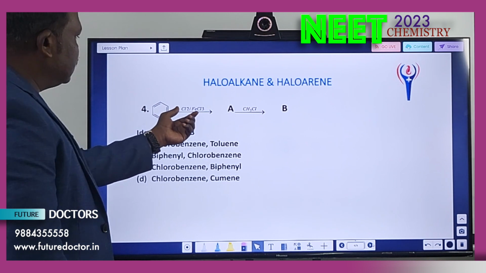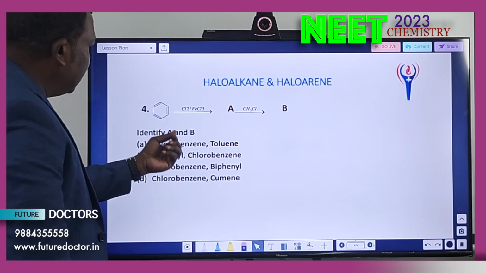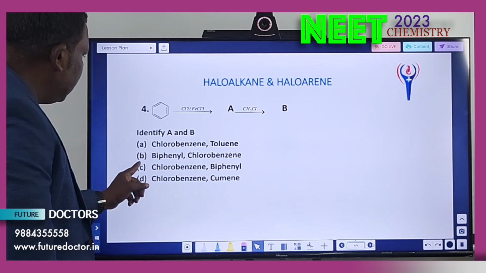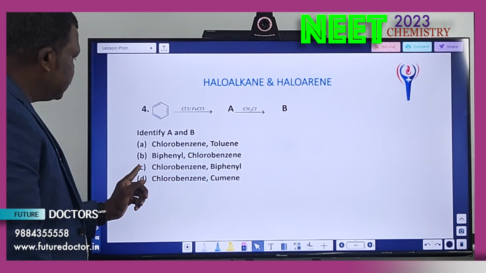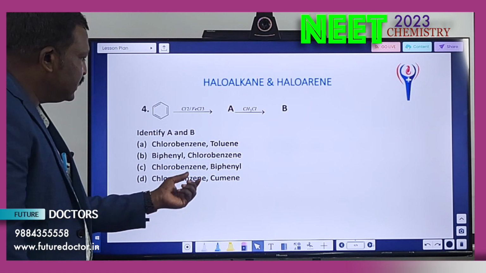Benzene reacts with this one to get A, and reacts with methyl chloride to get B. So identify A and B. Option A, chlorobenzene, toluene. Option B, biphenyl, chlorobenzene. Option C, chlorobenzene, biphenyl. Option D, chlorobenzene, cumene.